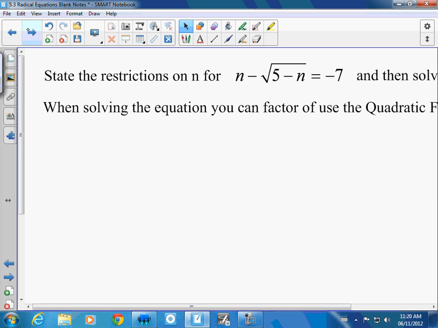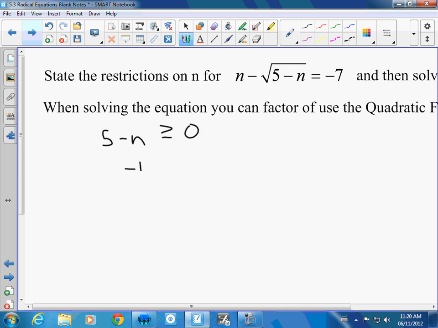Here's the next one. State the restriction. Which part of this is the radical? 5 minus n. Okay, so 5 minus n. We have to state a restriction. 5 minus n has to be what? Positive. So how do we write that as math? Greater than or equal to 0. Is that correct? Okay. So that's our restriction. But it can be less. I know. Okay, so let's do the math here.